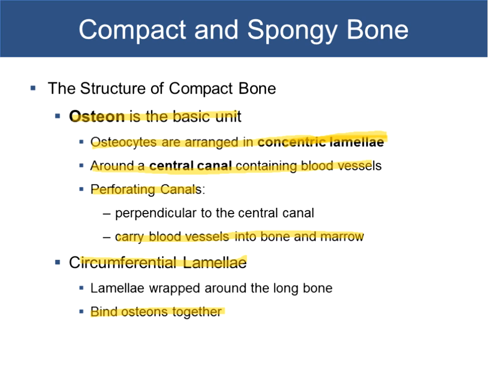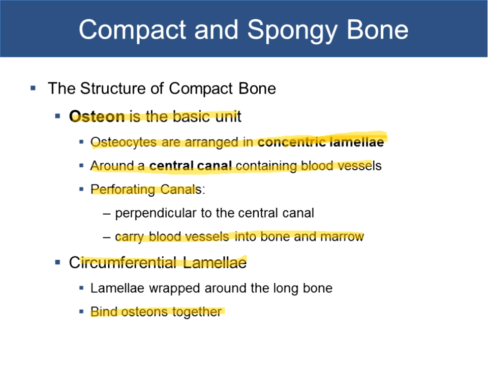That haversian or central canal is where blood vessels come through, and then out from that central canal, you have the osteocytes that are arranged in the lamellae, and they communicate with one another with those canaliculi. You have perforating canals that will go into the central canal and carry blood vessels into the bone and the marrow.